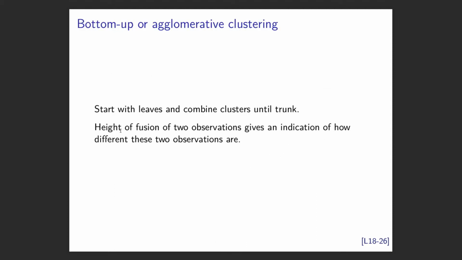But the whole idea is we're going to start with them all individually. We're going to find the two that are closest together, join them, find the next two that are closest together, and so on. At every point we have to recalculate the distances, because when we join together, each cluster is now not a single observation, it's multiple observations.